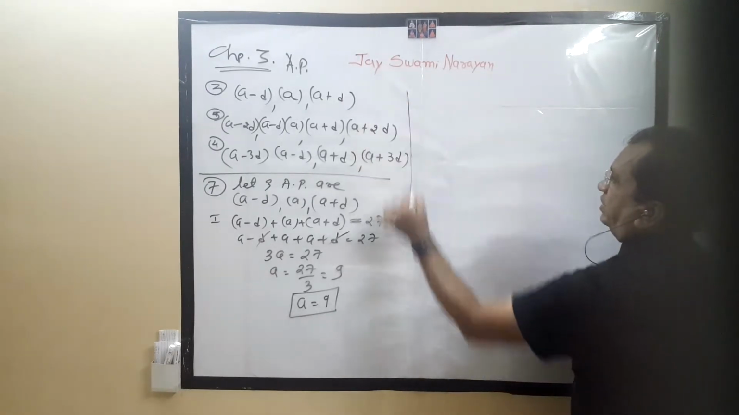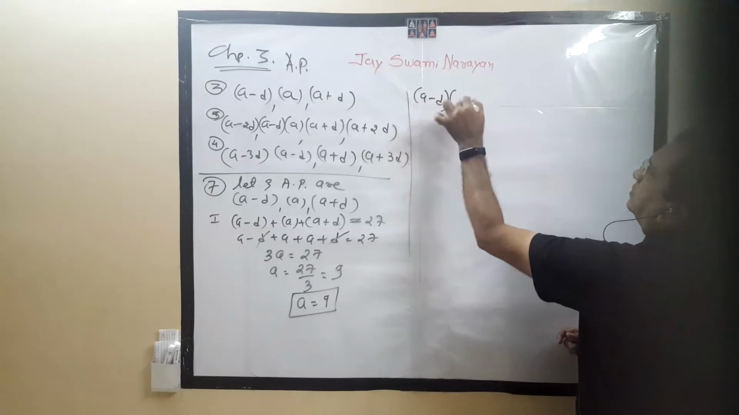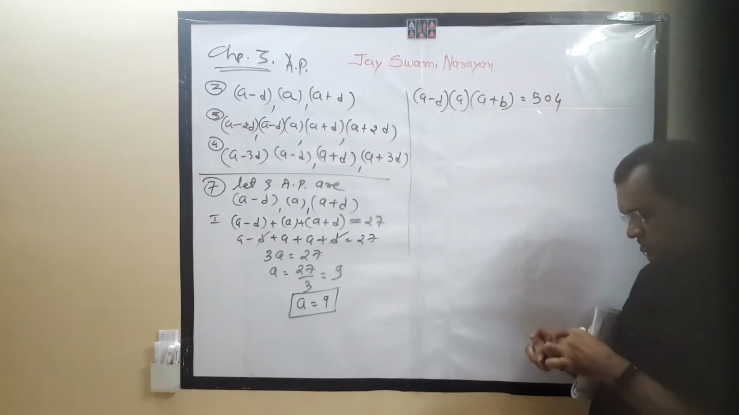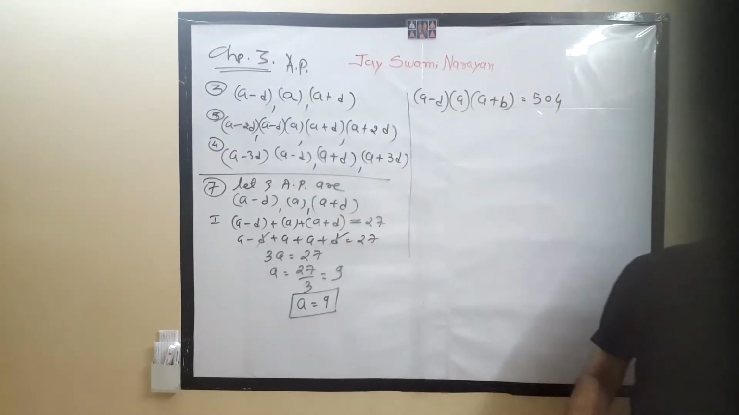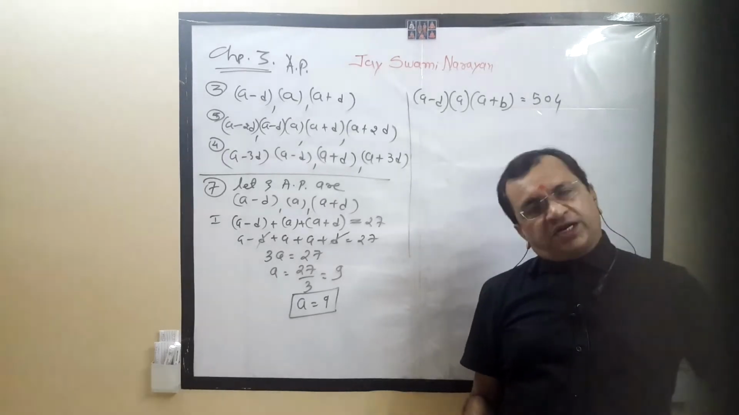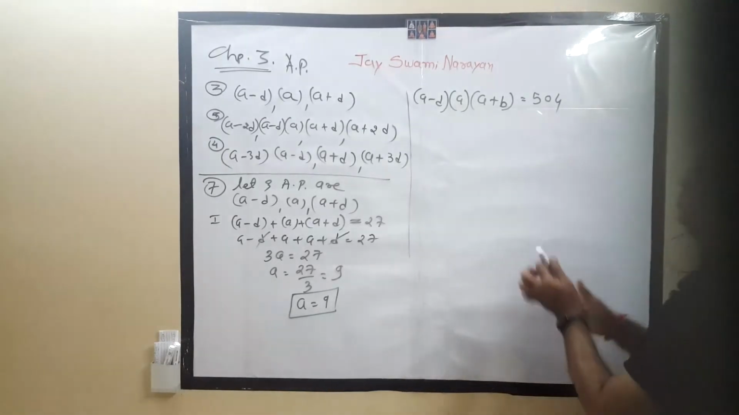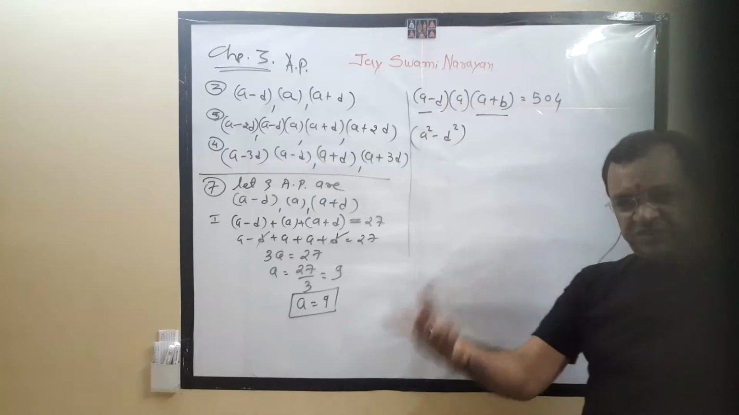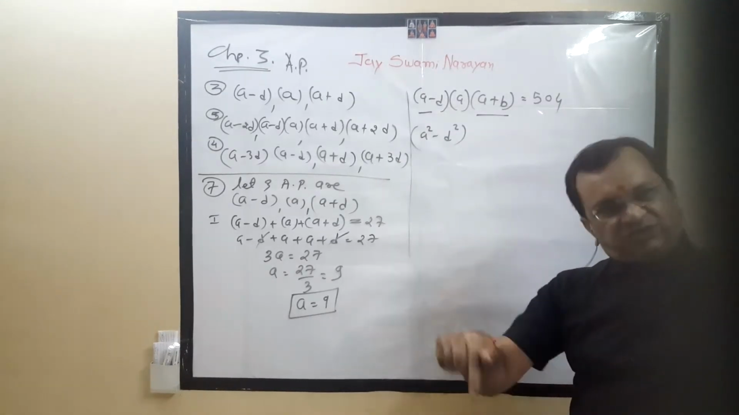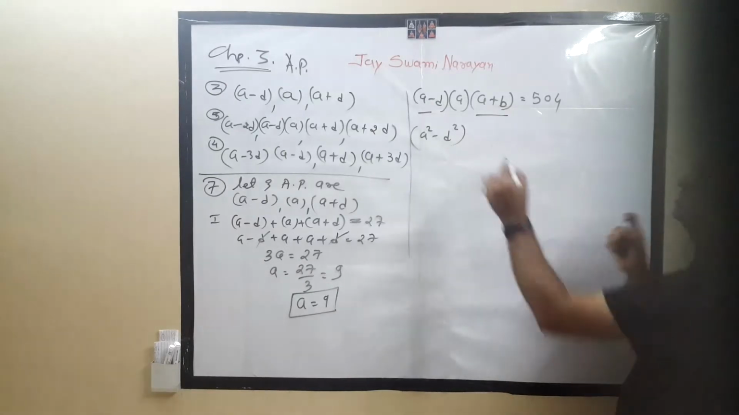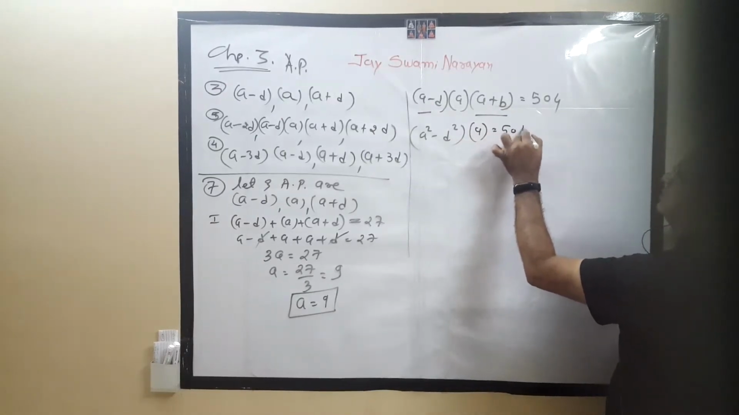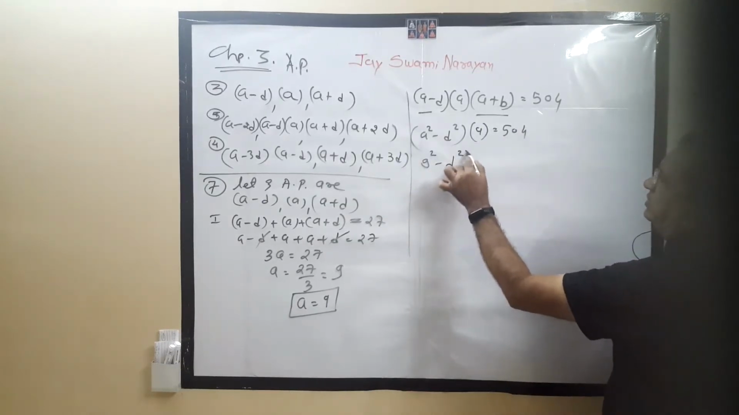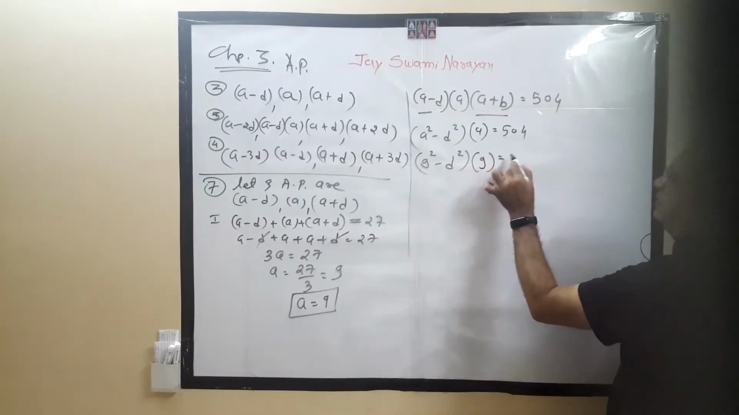Now they have given the product. Condition number 1, sum of 3 numbers is 27. Condition number 2, product of 3 numbers is 504. So this times this is equal to what? A squared minus D squared. A plus B times A minus B, the product is A squared minus B squared. So here it is A, and A is equal to 9. Substitute: 9 squared minus D squared is 504 by 9.